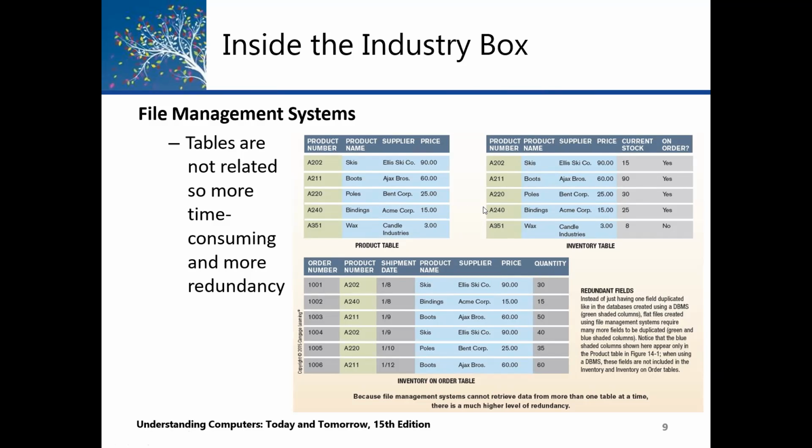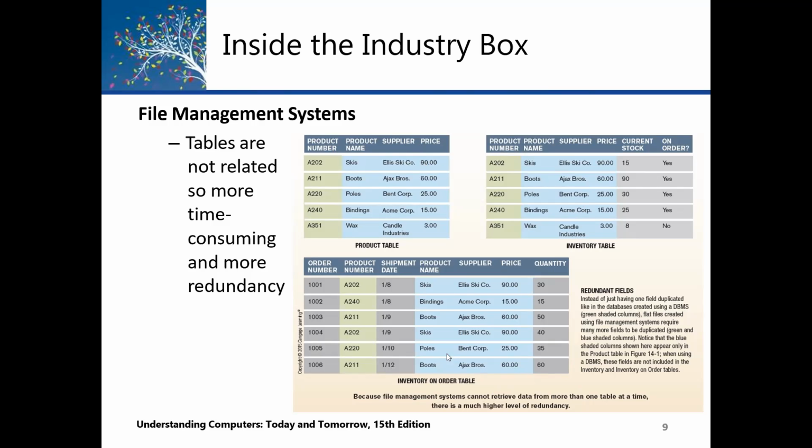How to merge these two tables? We use a primary key or unique key. See here, in the product table, in the product number column, A202 record is available. In the inventory table, product number column, A202 is available. Suppose I am going to fetch product name, supplier, and the current stock. So I am using join. Using join only, I am going to integrate two tables and get the main result, I mean, get the output.